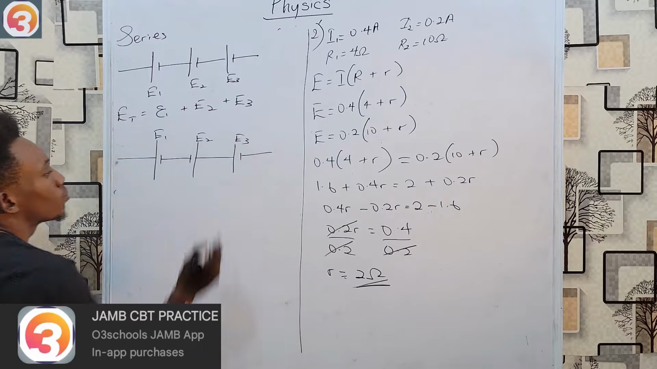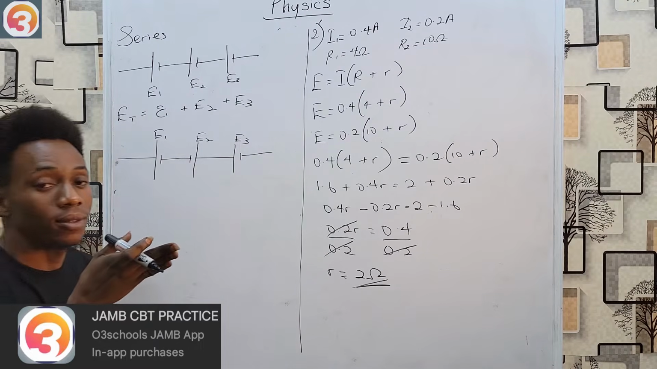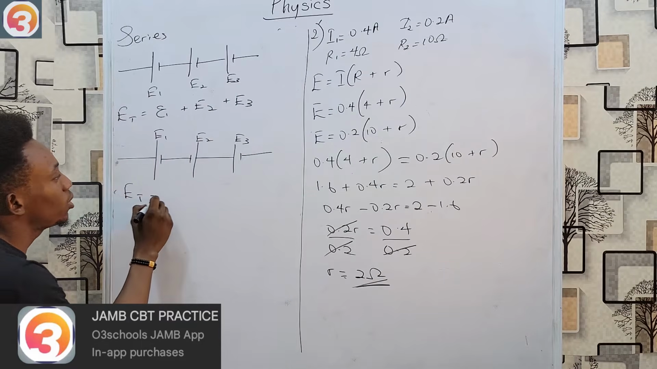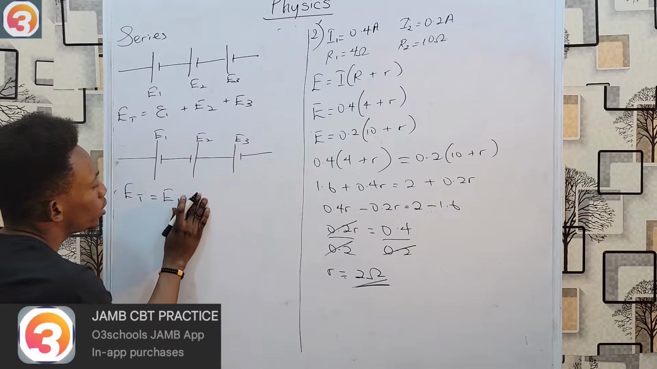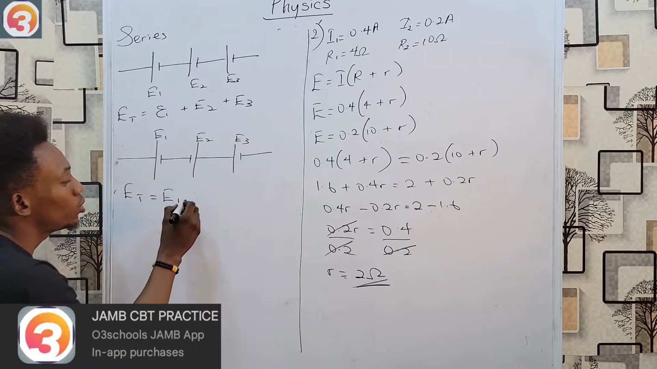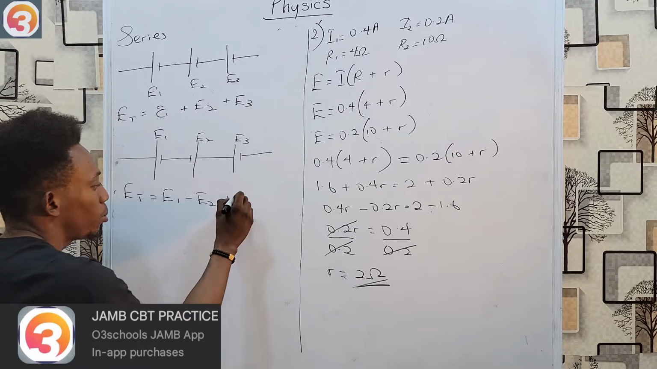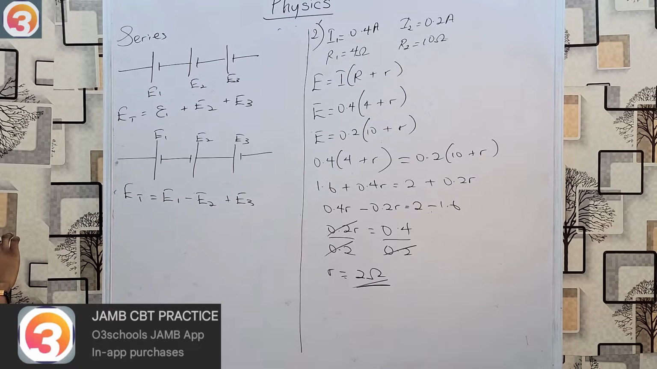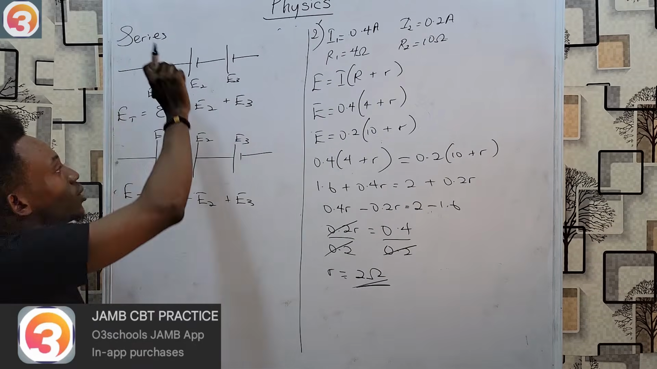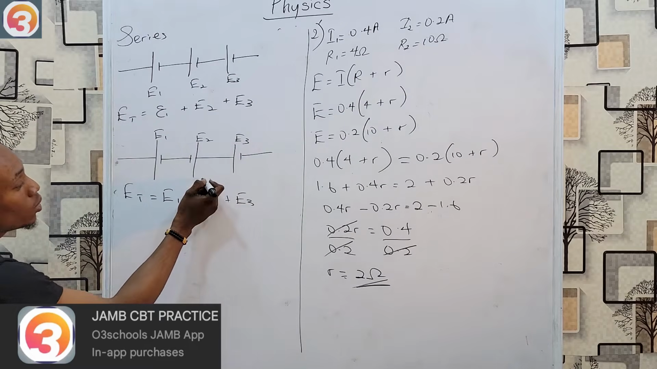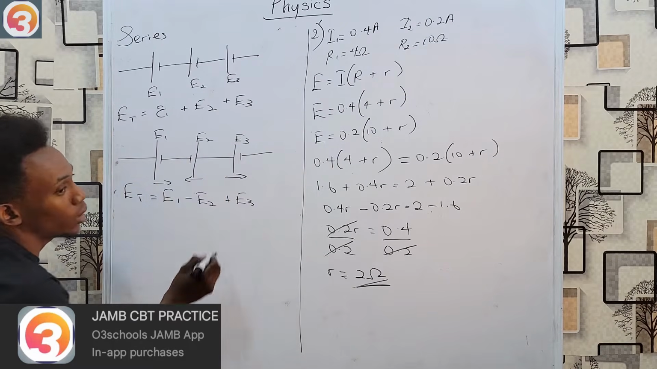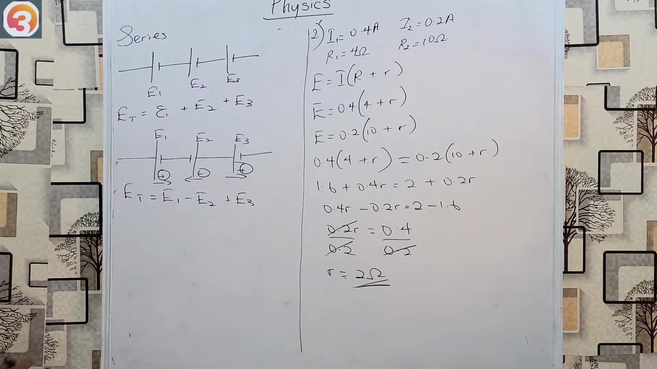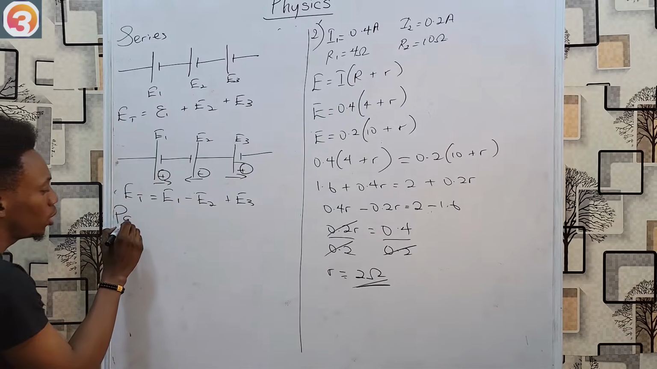So what you simply do is take one direction as positive, then the other as negative, meaning that my total EMF becomes E1, but instead of plus E2, it is in the other direction, so minus E2 plus E3. That's the difference for series connection of cells. If they all face the same direction, then simply add. But if one of the cells is facing a different direction from the others, make it negative, while the others remain positive. Those are the series combinations.